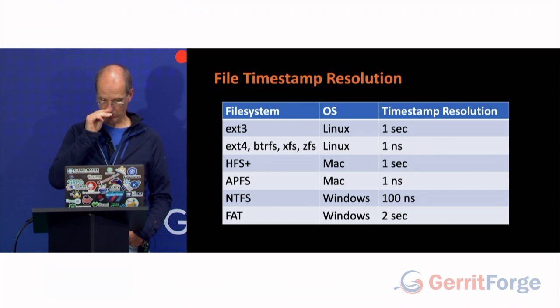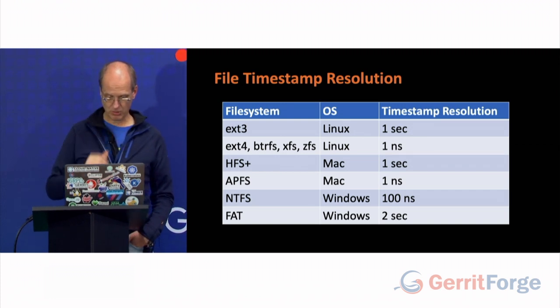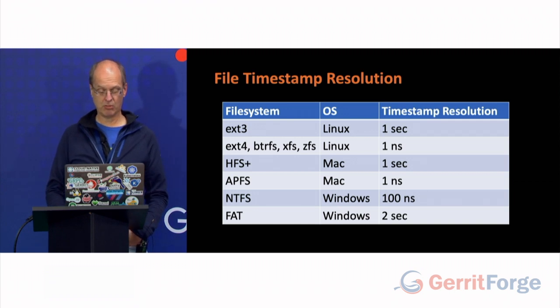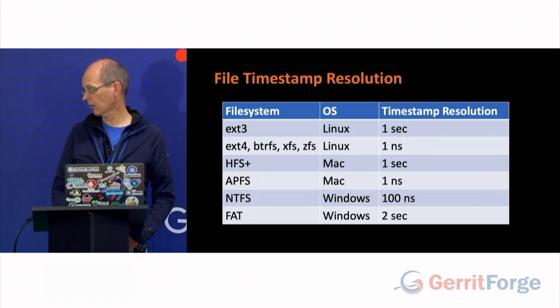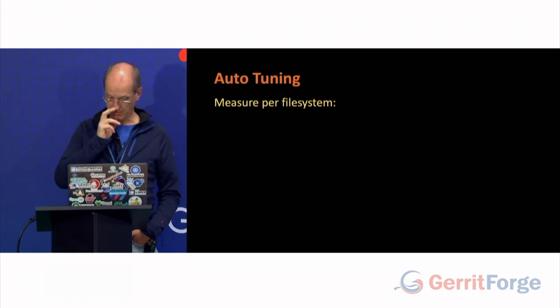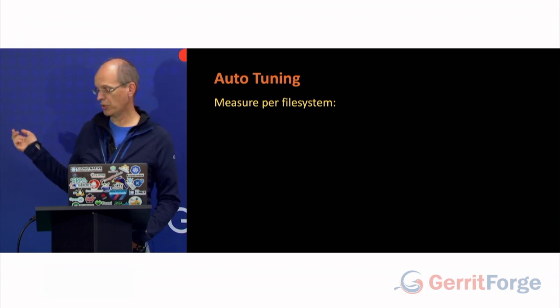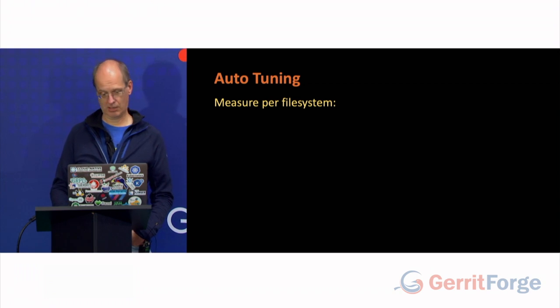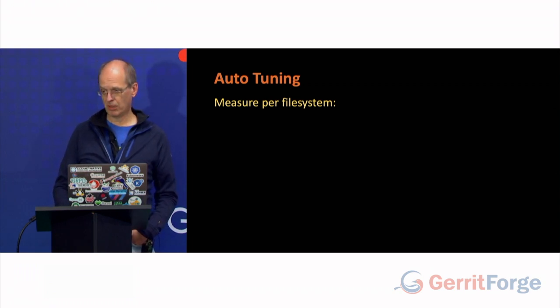So let's look at different file systems. So ext3, for example, in Linux has a resolution of 1 second. The more modern file systems typically have a resolution of 1 nanosecond. And at the end, you see FAT has 2 seconds. Because of the high variation of different file systems, it may even depend on the version of the file system what you get. I decided to implement autotuning.